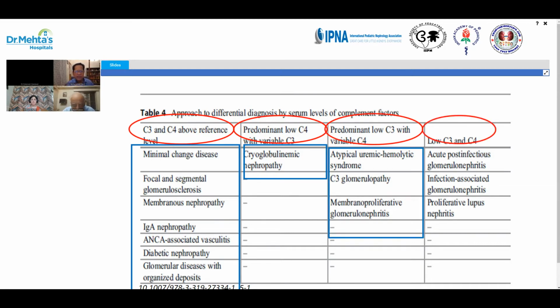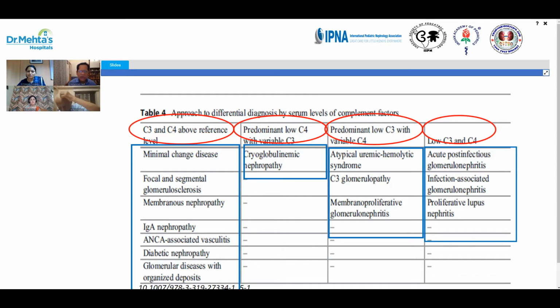If C3 and C4 are predominantly low, or predominantly low C3 with variable C4, there is a possibility of cryoglobulinemia. Predominantly low C3 with variable C4 suggests atypical hemolytic uremic syndrome, C3 glomerulopathy, or membranoproliferative glomerulonephritis. And low C3 and C4 suggests acute post-infectious glomerulonephritis, infection-associated glomerulonephritis, and lupus nephritis.